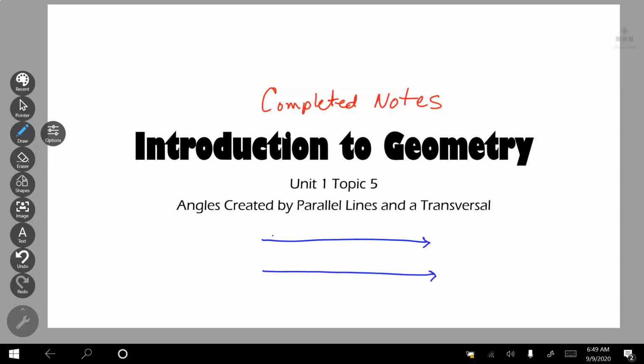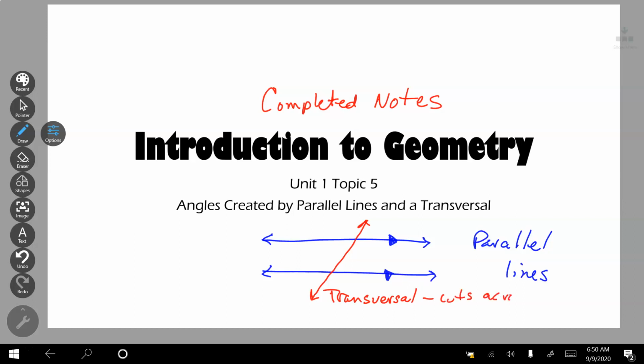So here are two lines, and if they're parallel, we can do it where we put this extra set of arrows on here. I'm going to make mine solid arrows. So these solid arrows mean that they are parallel to each other. And then we have this third line that we call a transversal because it cuts across two or more lines.